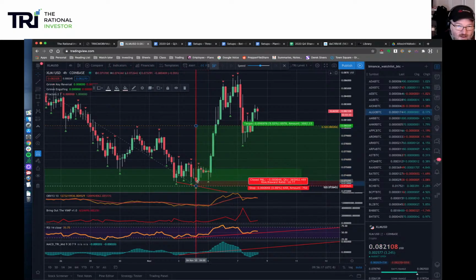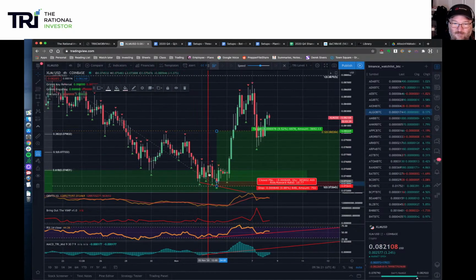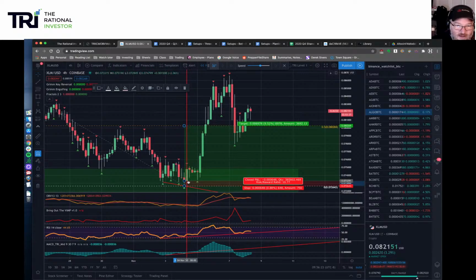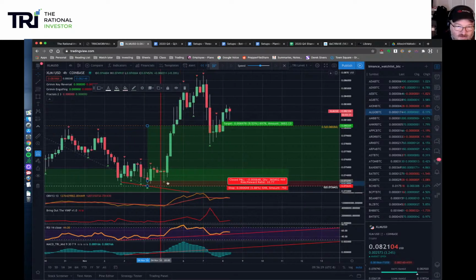If I got in off a fractal, I don't often get in off fractals, but if I did, I would set my bid at the candle body open of the candle that completed the fractal, which would have been this one, because I'm a cheap ass. It looks like I wouldn't have gotten filled, right? Because it would have been here.